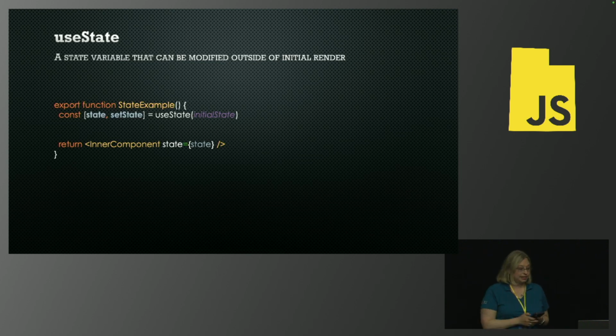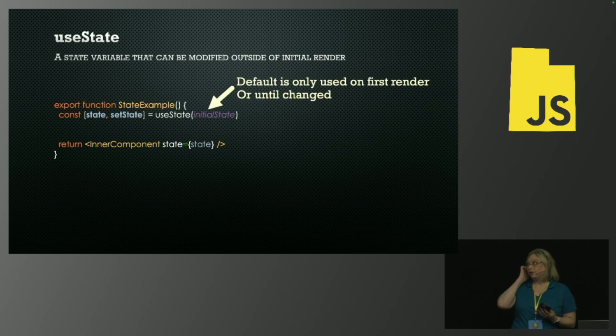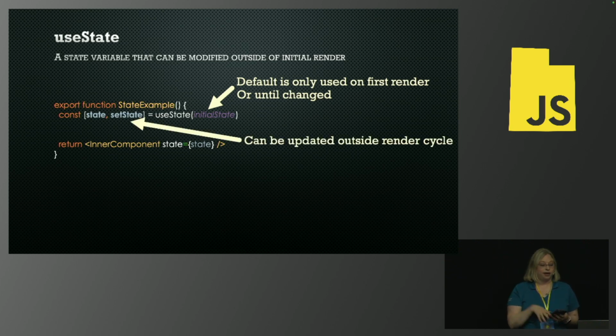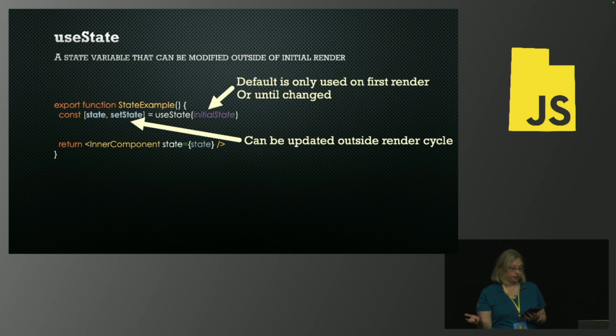Next is useState, a state variable that can be modified outside of our initial render. So we've all seen this. It's one of our basic building blocks of React. At the beginning, in the parameter, we put the initial value, and then we have our set state function that can be updated outside of the render cycle, and then our state variable.